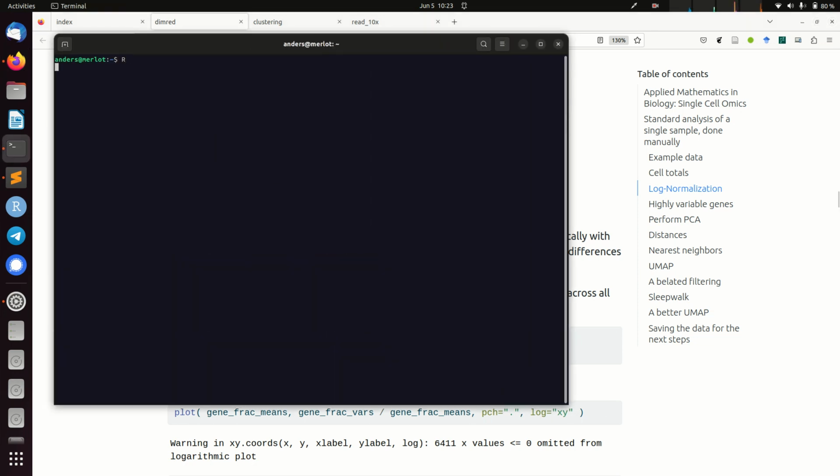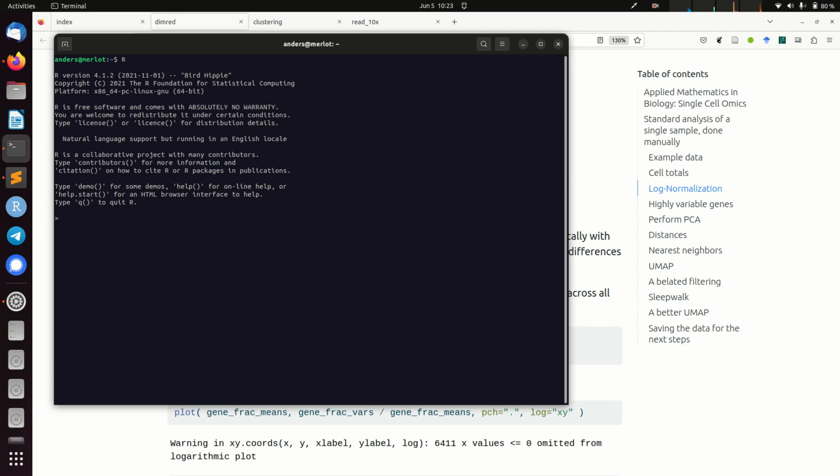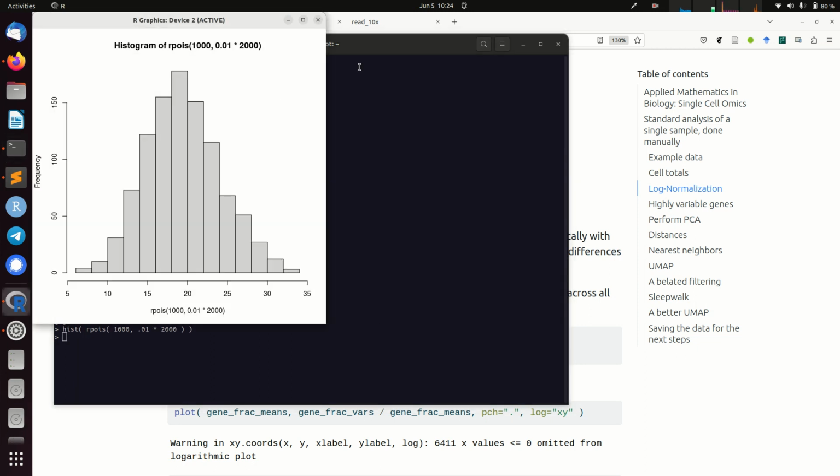which we can actually easily simulate in R by just saying rpois, and let's now say we want 0.01 times 2,000, and then you get here these numbers. And I can do this a lot of times and draw a histogram. And it looks like this.